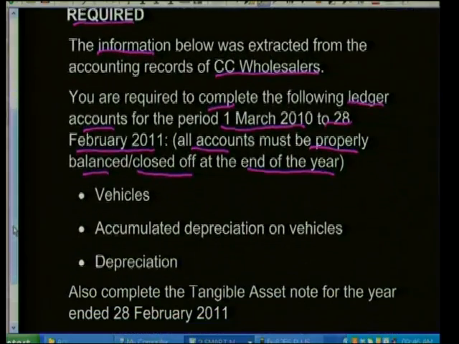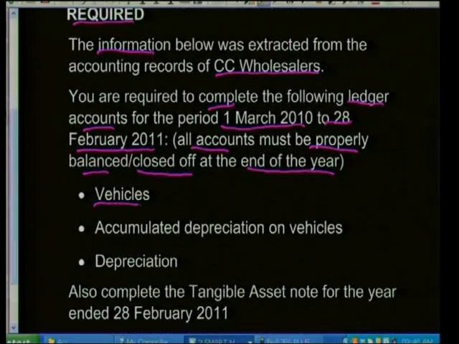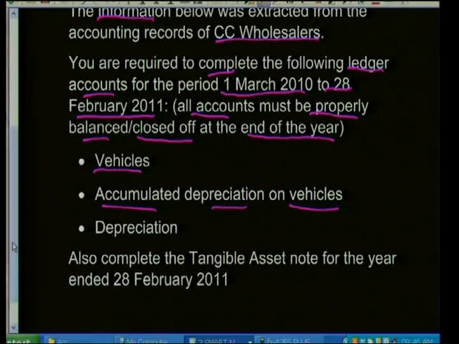So further down, we've got vehicles, then accumulated depreciation on vehicles, and the last account is depreciation. They also want us to complete the tangible asset note for the year ended 28th of February 2011. So in other words, guys, in this question, we are given only one asset, which is vehicles. We're going to be completing ledger accounts and then the tangible asset note or a balance sheet note.